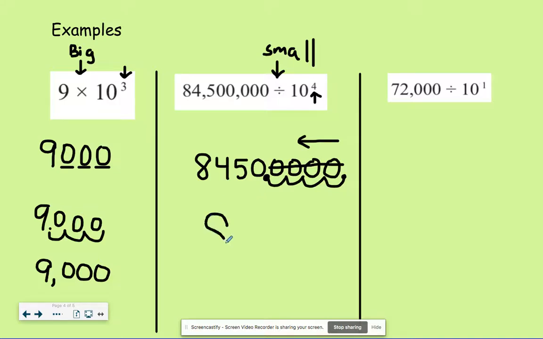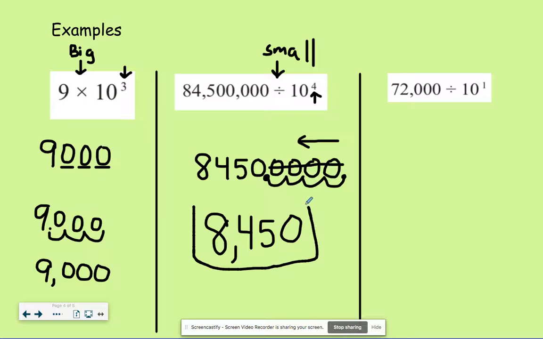So our answer ends up being an 8, a 4, a 5, a 0, and then I hit a decimal with nothing after it. So I do not need to write my decimal in. However, I do need to put a comma. Ones, tens, hundreds, comma, ones, and we're done. So our answer is 8,450.